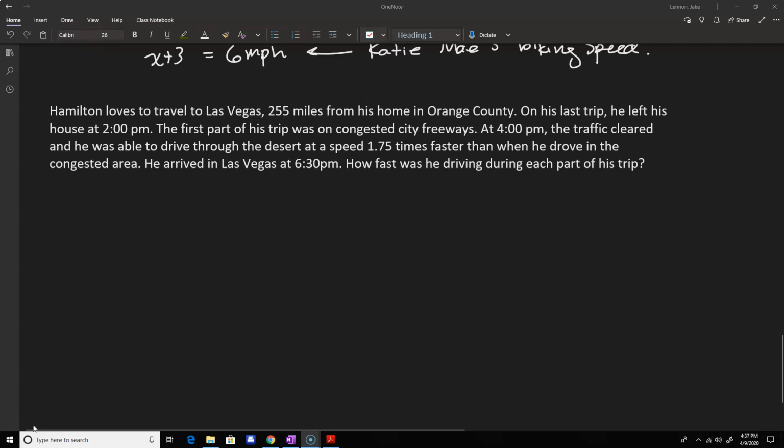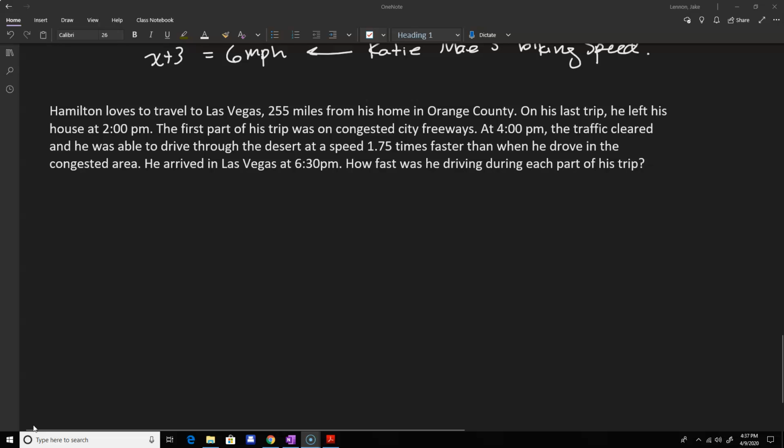Okay, so in this last example today, we've got Hamilton who's traveling to Las Vegas, which is 255 miles from his home. On his last trip, he left his house at 2, and the first part was congested. And at 4, he was able to drive through the desert at a speed 1.75 times faster than when he drove in the congested area. So if he arrived at 6:30, how fast was he driving during each part of the trip?